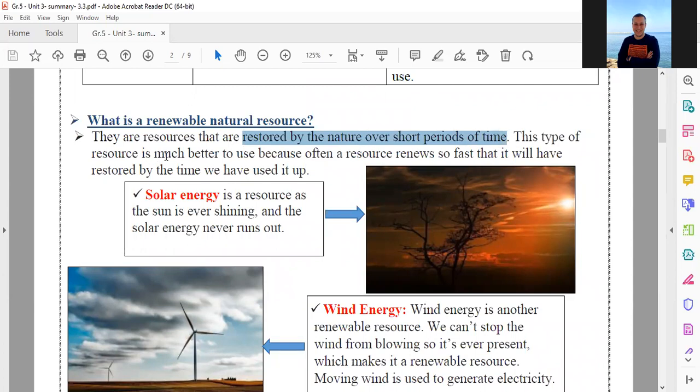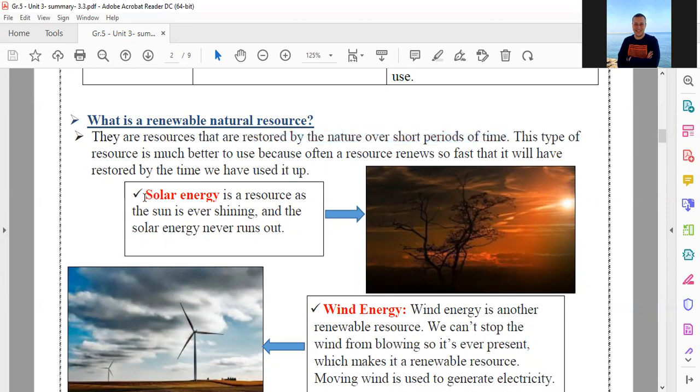This type of resource is much better to use. Why? Because it's often a resource that renews so fast that it will have been restored by the time we have used it up. This is like solar energy, for example. This is much better to use because what we use from it will be replaced by the sun. For example, when we use solar energy, we will get more and more because the sun is always shining and it sends us that sunlight energy all the time.